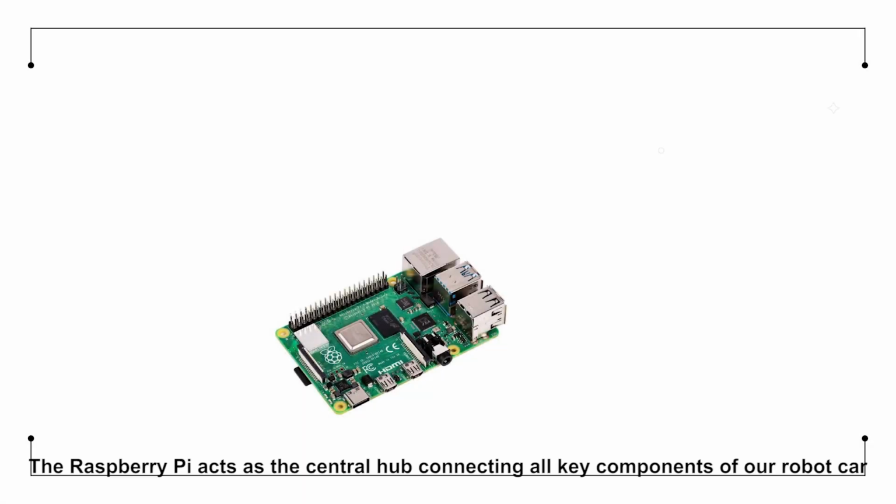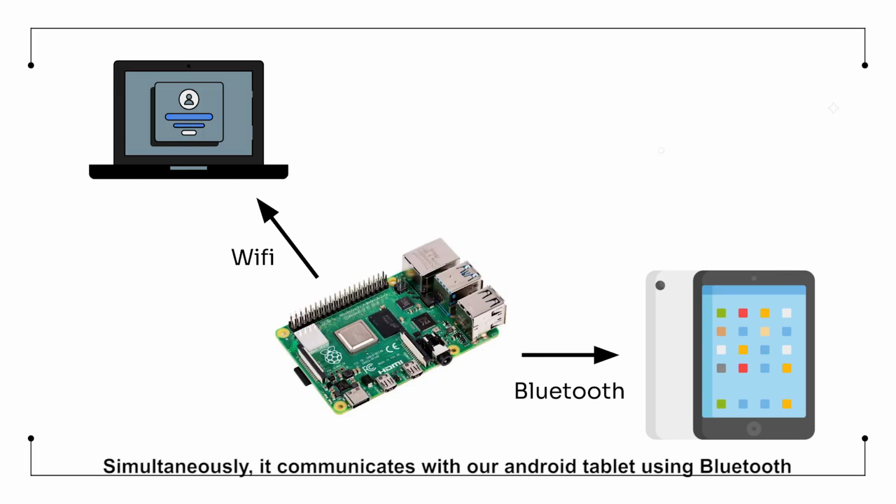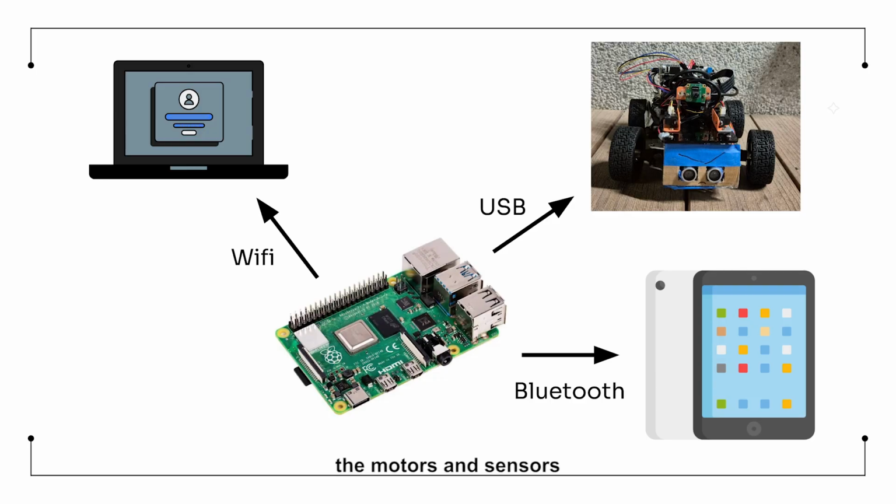The Raspberry Pi acts as the central hub connecting all key components of our robot car. A Wi-Fi connection links it to our PC running the image recognition model and the pathfinding algorithm. Simultaneously, it communicates with our Android tablet using Bluetooth over an RFCOMM channel, displaying a real-time obstacle map for user monitoring. For motion control, the RPie sends commands using the UART serial interface via USB connection to the STM microcontroller, which directly operates the motors and sensors.